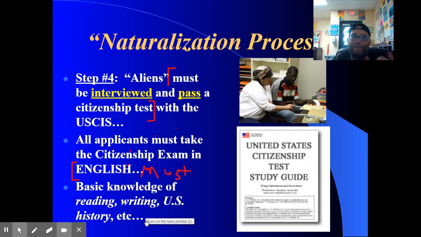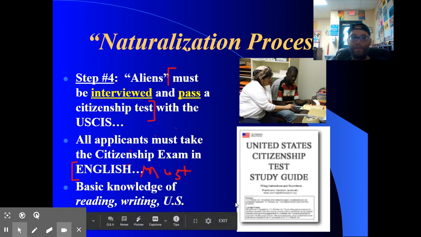The citizenship test is kind of your basic civics questions. How many branches of government are there? How many senators are there? What branch of government can veto a law? They're going to ask basic civics questions, and they're also going to interview them, ask them questions again to make sure that they have good moral character.